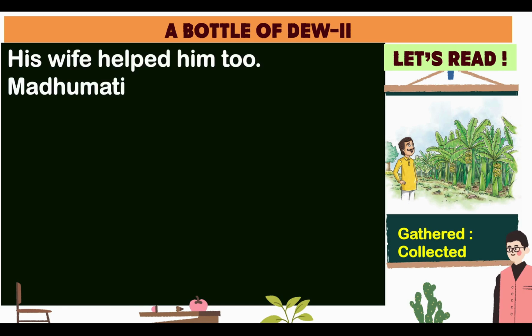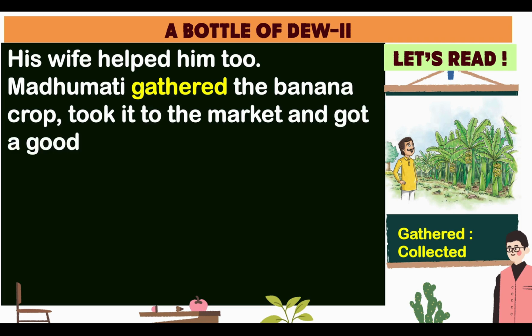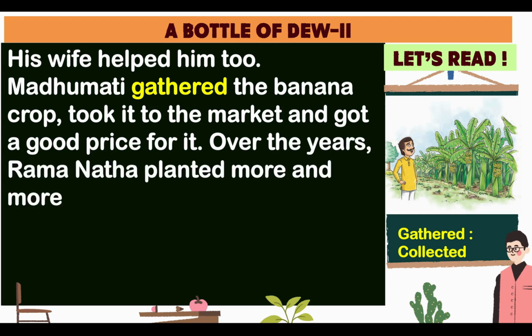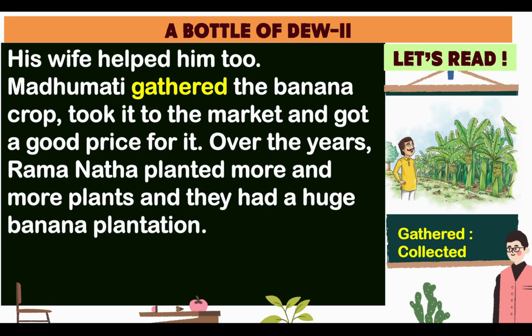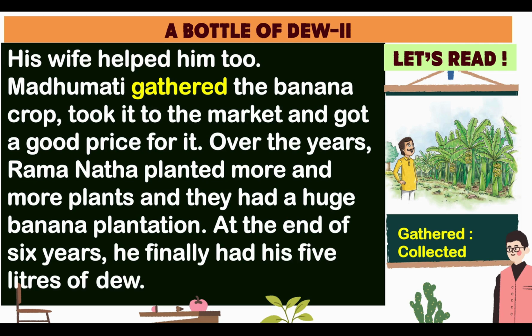His wife helped him too. Madhumati gathered the banana crop, took it to the market, and got a good price for it. Over the years, Ramnatha planted more and more plants and they had a huge banana plantation. At the end of 6 years, he finally had his 5 liters of dew. Now, can you guess what he will do? Just think with your partner.